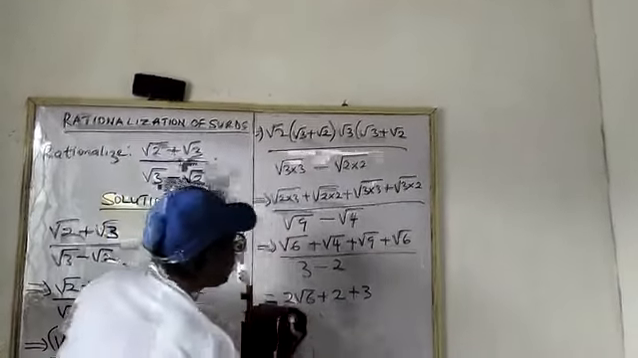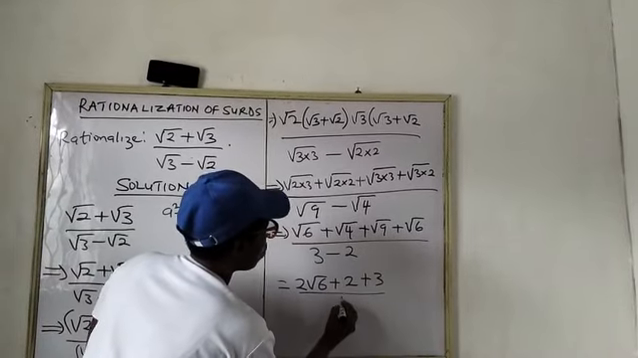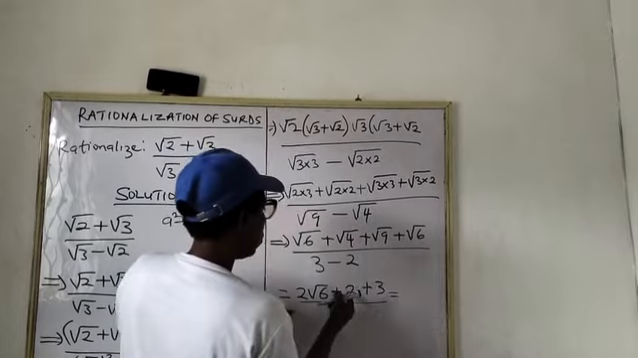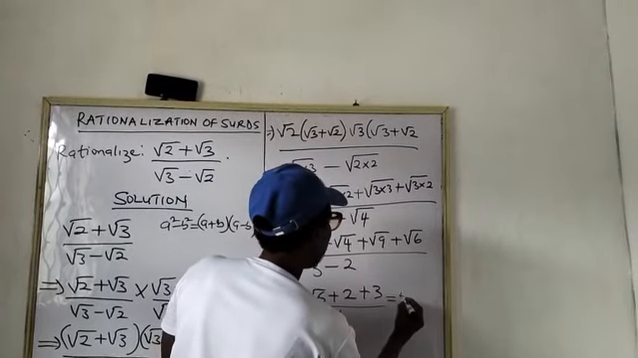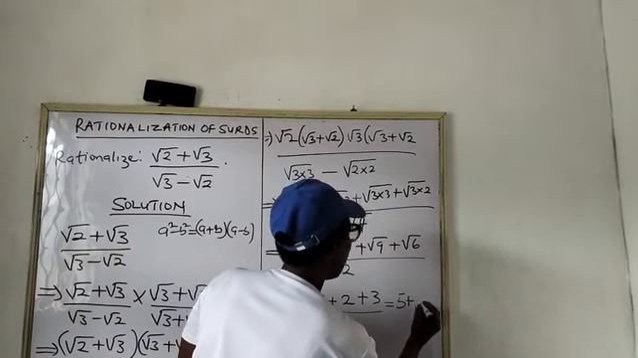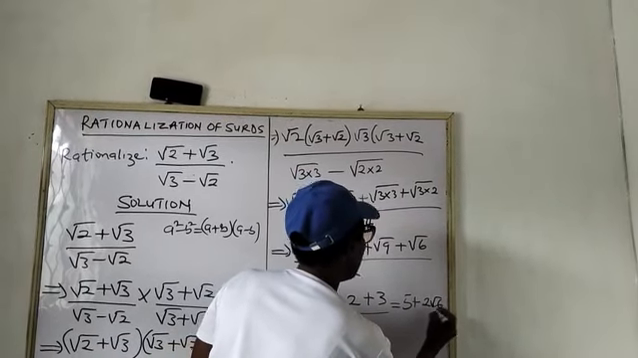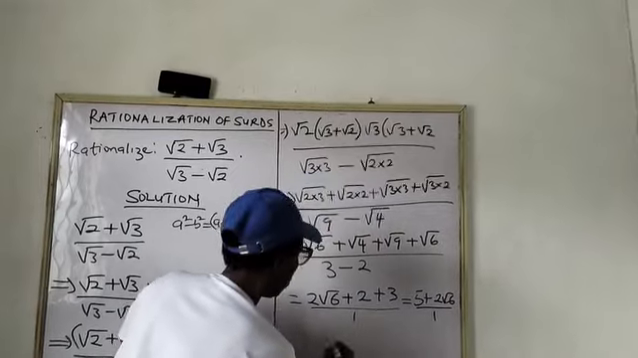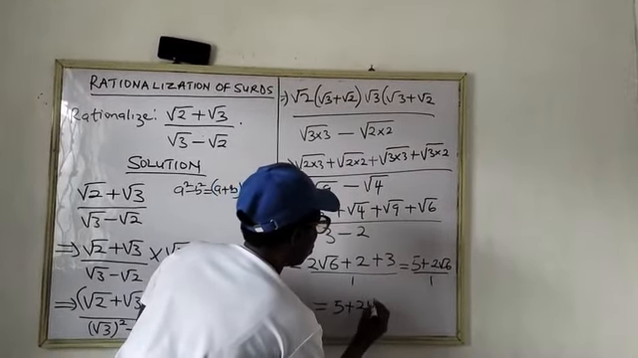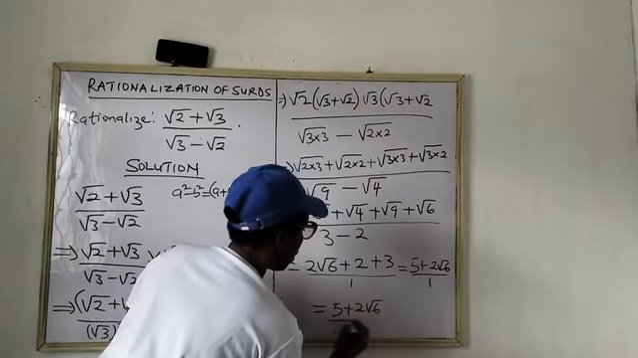Now what do we have? Over 3 minus 2 is 1. The numbers 2 plus 3 give us 5. We now have 5 plus 2 root 6 over 1. So our answer is 5 plus 2 root 6, which is our final answer.